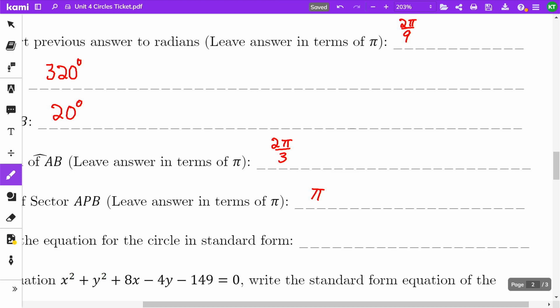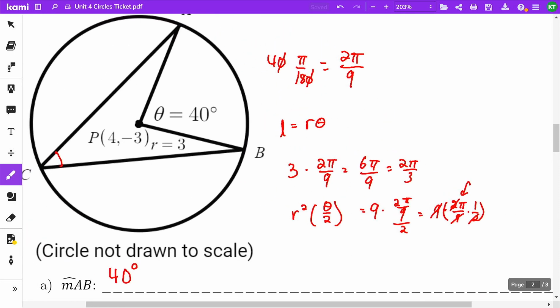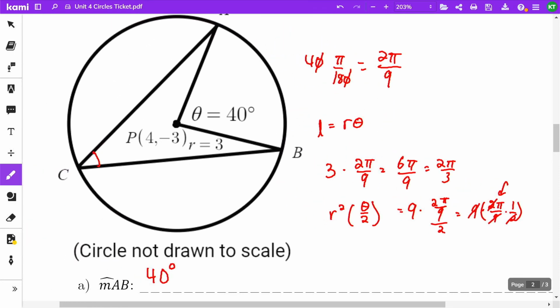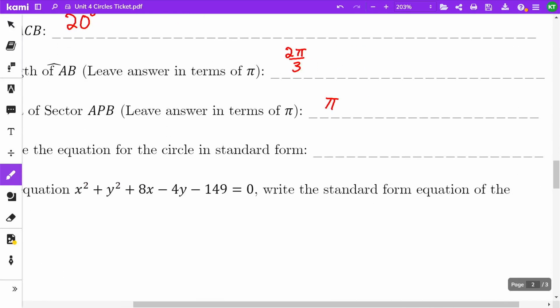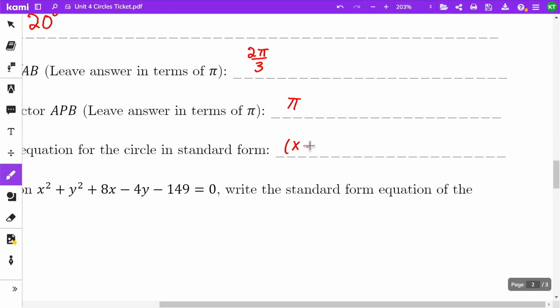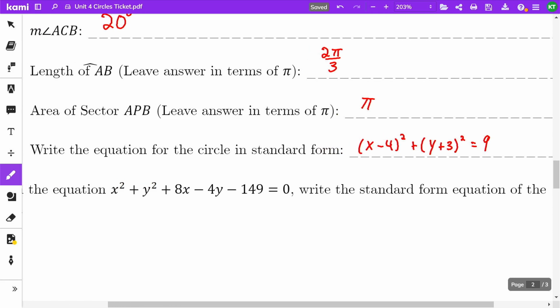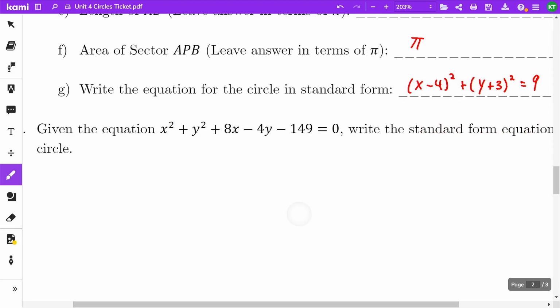Nice one there. And then lastly, we're going to write the equation of the circle, and we're given the center and the radius. So I just have to plug that into my equation. So it's going to be x minus 4 squared plus y plus 3 squared equals my radius squared, which is 9 because my radius is 3. And then lastly, let's complete the square to solve my equation. And then again, I'm going to organize things. So it'd be x squared plus 8x plus y squared minus 4y equals 149.